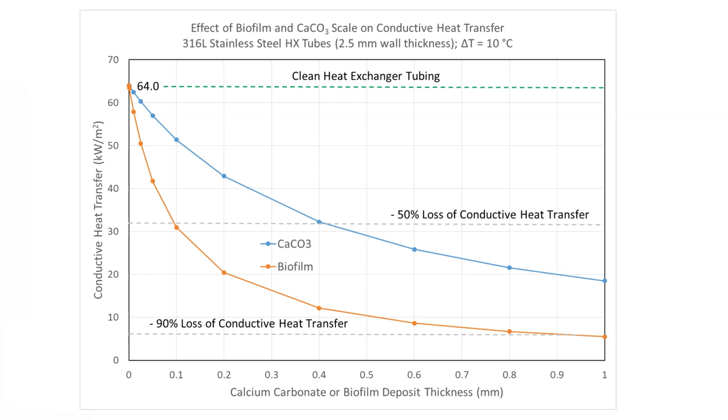When the thickness of the deposit increases to 0.9 millimeters, the loss of heat transfer for scale is near 80%, and the loss for biofilm is near 90%. Certainly, if your cooling water treatment program is not delivering good biofilm control, your customer's cooling water system is not working efficiently. Let's look at the costs related with not running an efficient cooling water system.